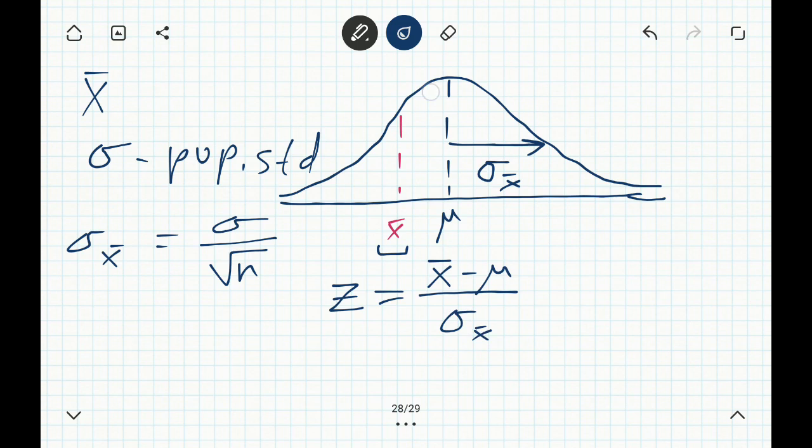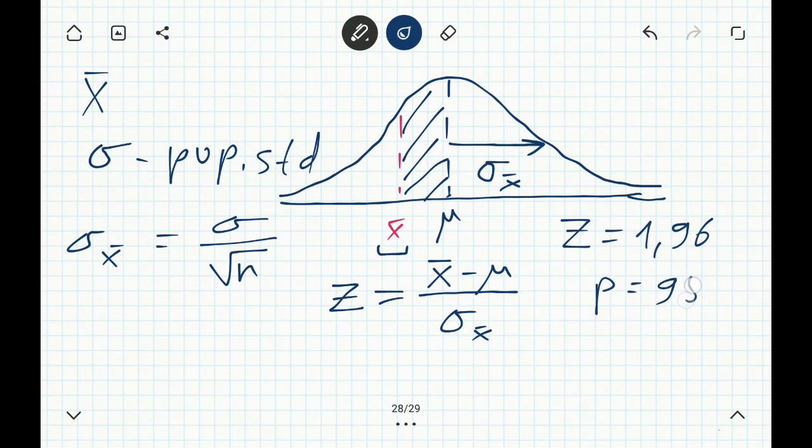And now you know that you can calculate this area, or you can calculate the probability of your random variable being in this area, and that probability depends only on our z. So you take your z table, you look at the desired value of z, and then you get your probability. So just for example, if your z is 1.96, then your probability is 95% approximately. Not exactly, but it's close to 95%.